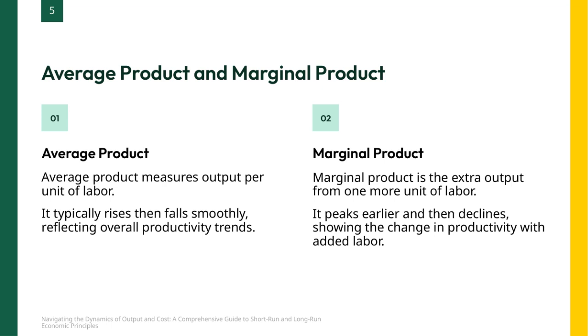On the other hand, marginal product represents the extra output generated by adding one more worker. This usually peaks earlier than the average product and then declines more sharply. This shows how each additional unit of labor contributes less and less to total output after a certain stage, illustrating diminishing returns. Understanding these 2 measures helps us analyze labor productivity and make informed decisions about staffing and production levels.